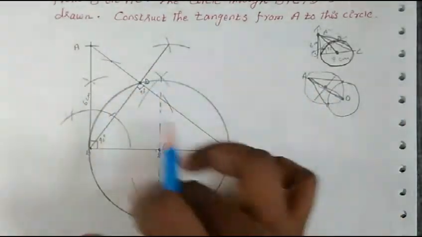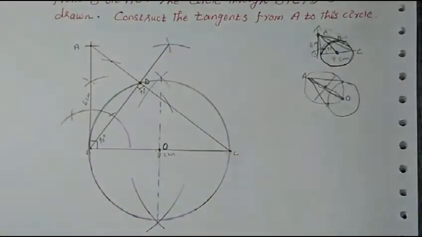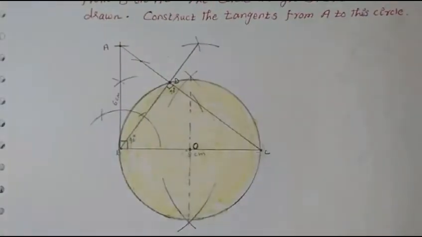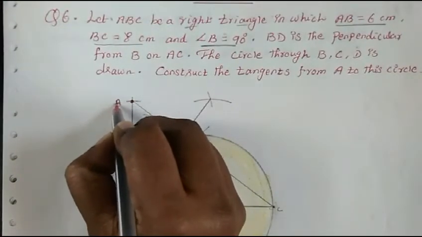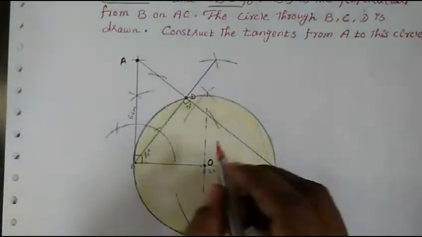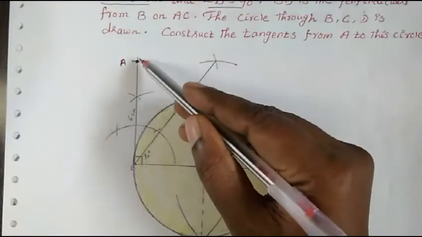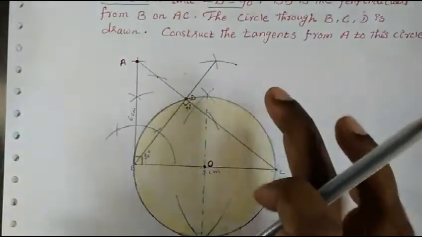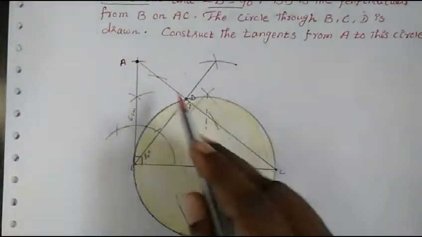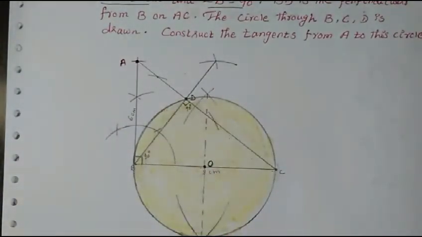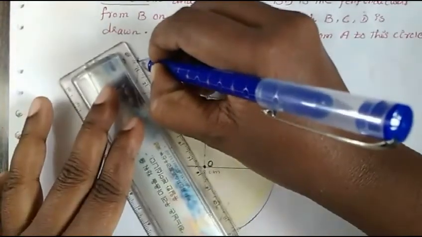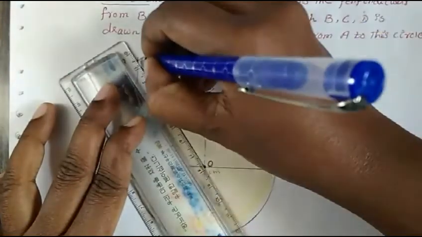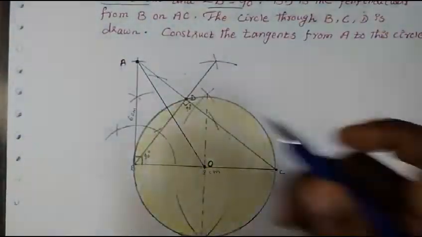So I will color the circle, then it will be easy for you. So this is our circle and this is our point A. Point A is here. Our origin is here. So from point A we have to draw a tangent to this circle. So what we will do? Join A with O. Okay. So we have joined A with O.